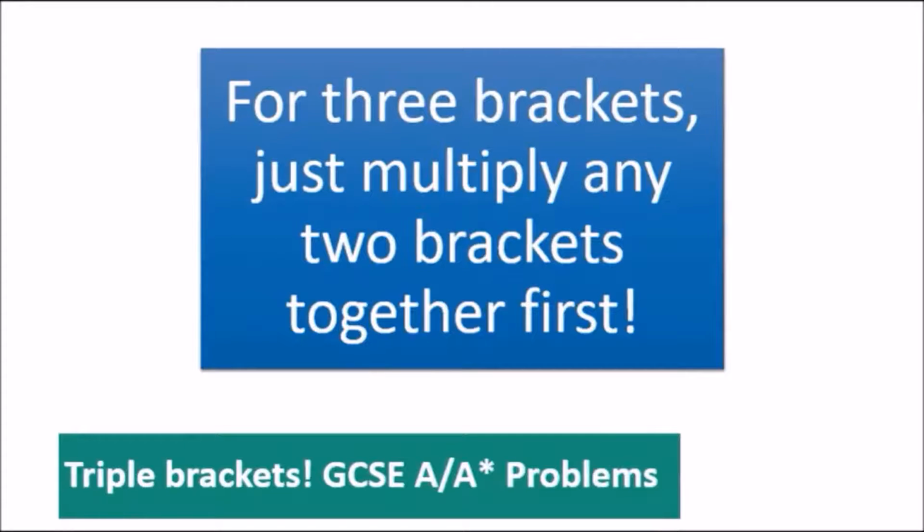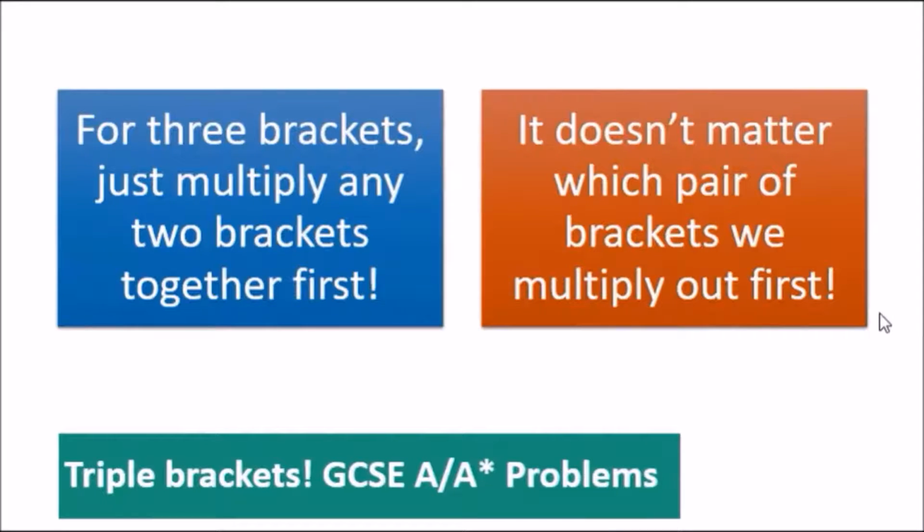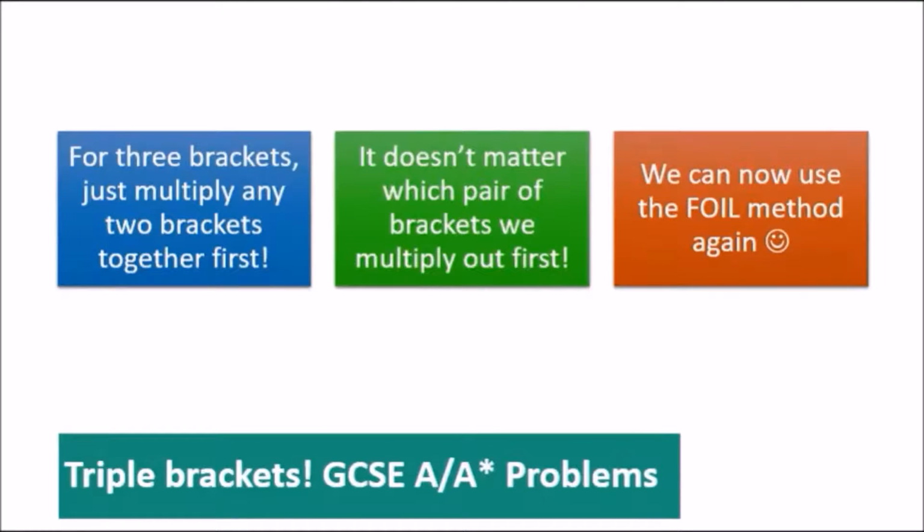So this time we're looking at triple brackets, and these are the ones you commonly find in A-star problems. So how do we do it? Well, for any triple bracket, all we simply have to do is multiply any two brackets together, and it doesn't really matter which pair of brackets we hit first, as long as we multiply two pairs together. So finally, once you do that, you're going to be given a quadratic in one bracket and a regular linear in another one, and so we can use the FOIL method again.